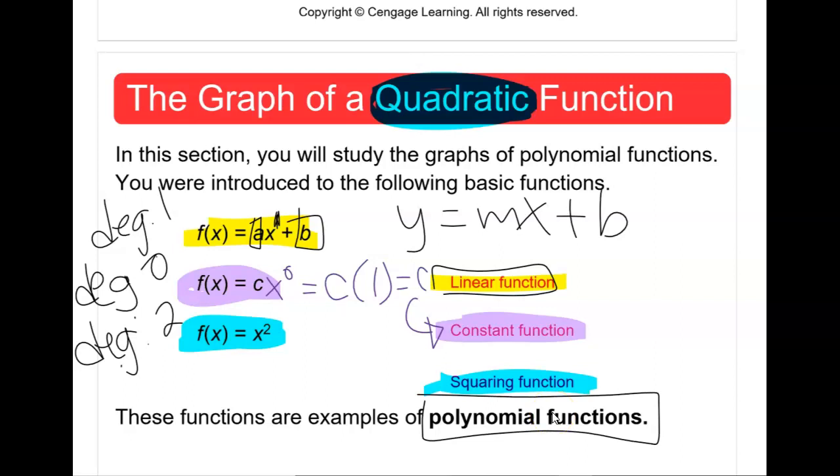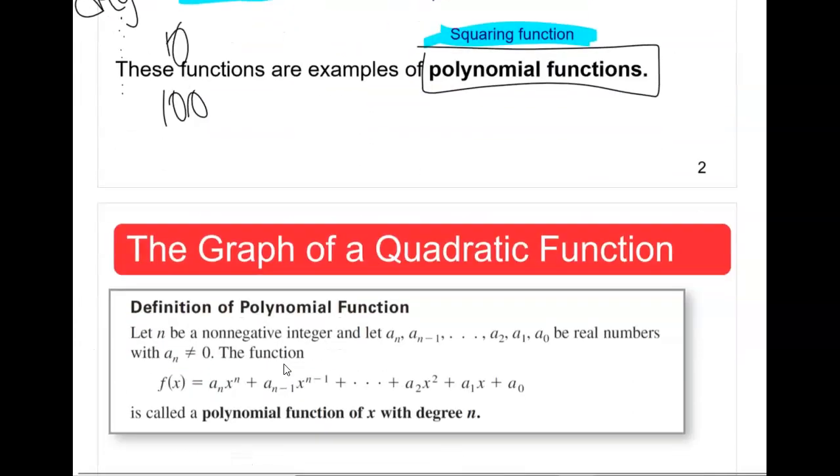Now, of course, we could have increased the degree. We could have degree 10, degree 100, and I mean, although they're not very common, but yes, as long as your x variable, your independent variable, has exponents that are non-negative integers, because we're including 0. So we include 0, 1, 2, and so on. So all of those will be polynomial functions.